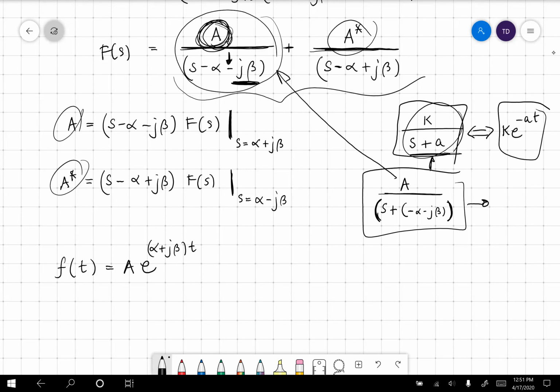So K2S plus K3. I'm using K's, I could use A's, I can use B's, I can use whatever I want. K1, we can still solve exactly the same way. And so I would recommend that you do, obviously. So K1 equals S plus 1 times F of S, evaluated when S is equal to minus 1. We've done that already, and what did we end up with before? Minus 1, right? From previous work.